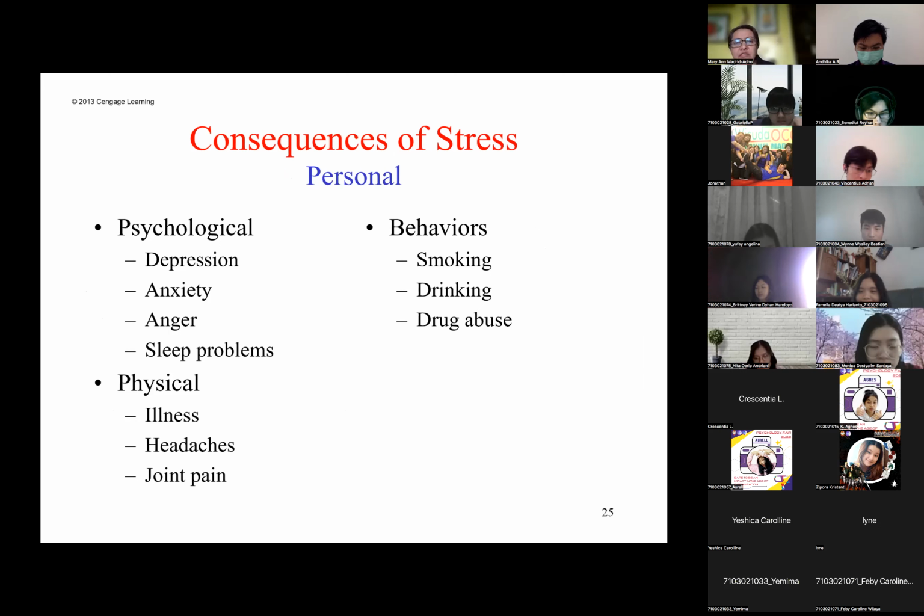So what are the consequences of stress? If I am an employee experiencing stress, what would happen to me? Personally, it can lead to depression. Psychologically: anxiety, anger, difficulty sleeping or sleeping a lot. Physically, it can lead to illnesses commonly associated with stress, for example even diarrhea. You also have heartburn, GERD. They experience having an acidic stomach and so on. Headaches, migraine, joint pains. Behavioral impact of stress: the person may find comfort in smoking or drinking liquor or even substance abuse.